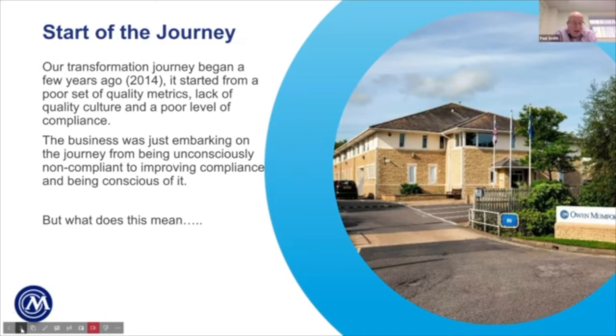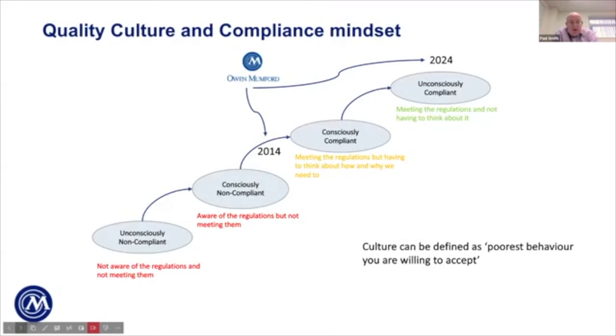So on the next slide, there is a summary of 4 different states, if you like. So in the medical devices industry, you can be unconsciously non-compliant. So you're not aware of the regulations and you're not meeting them, which is obviously a very sad state to be in. And then the next step on the journey is you become aware of the regulations, but you're still not meeting them. Now, back in 2014, we'd got to the point of where we were compliant, but we were consciously compliant.